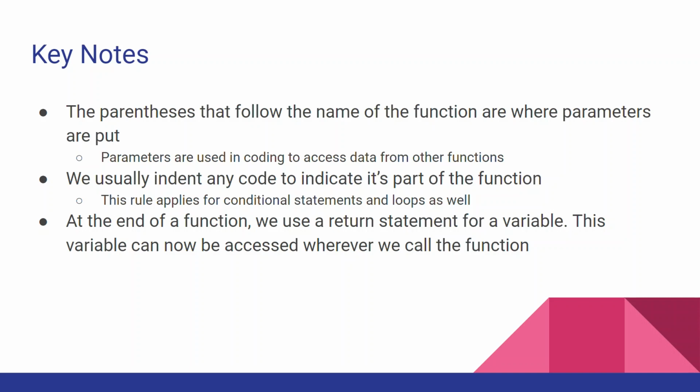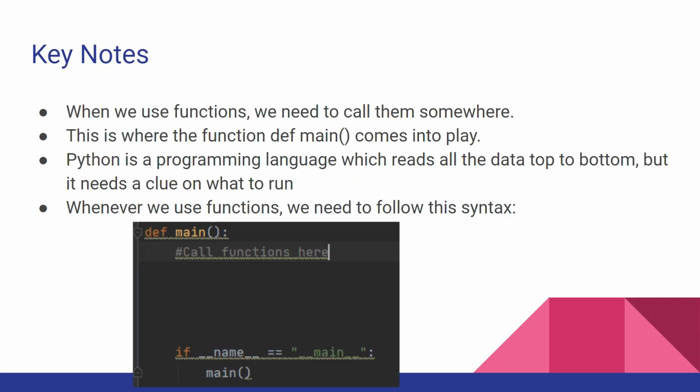At the end of a function, we use a return statement for a variable, and this variable can now be accessed wherever we call the function. So let's look at some more syntax. When we use functions, we need to call them somewhere, or else they'll never be utilized.